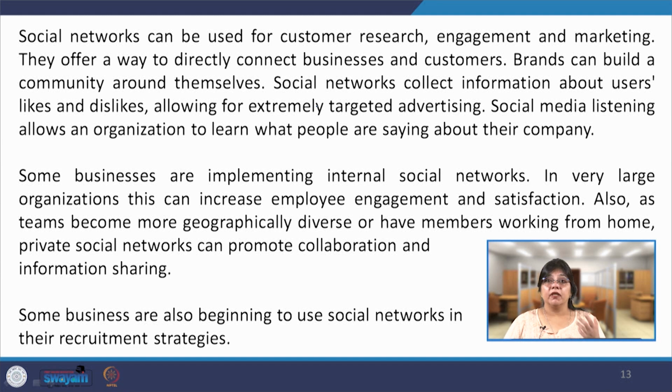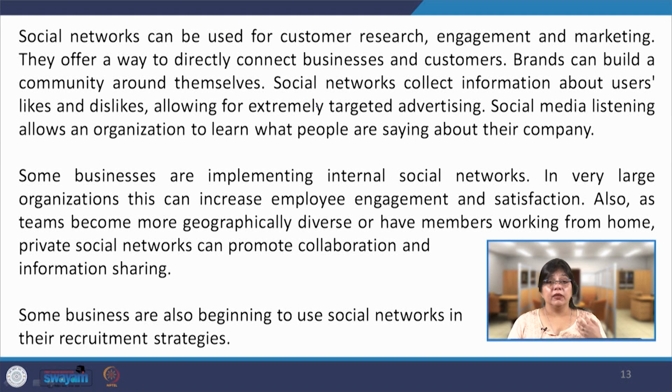At the same time, in very large organizations, people are engaged and very much satisfied. Also, teams become more geographically diverse or have members working from home. Private social networks can promote collaboration and information sharing. With a new hybrid work culture, people are working from remote areas, there are more social networks established for achieving the goals, and people are connected virtually while building social connections with other members of the team. So, social networks have implications not only in religious or social groups, but also profound implications in business organizations as well.